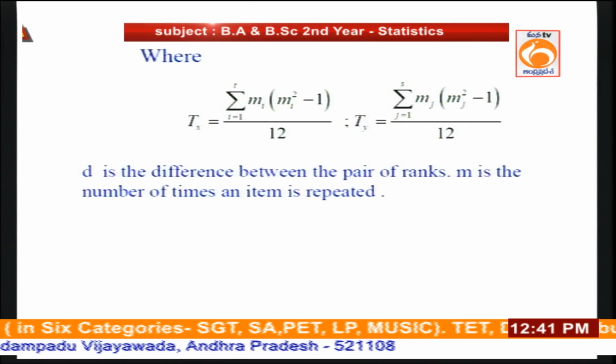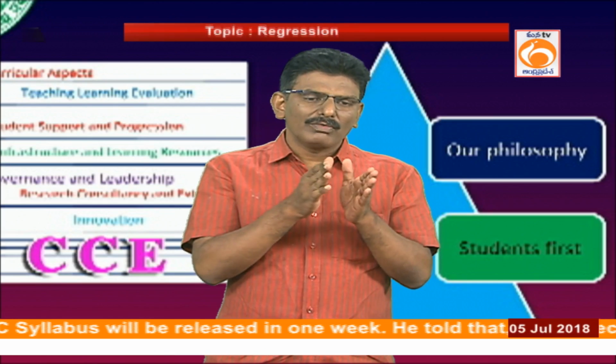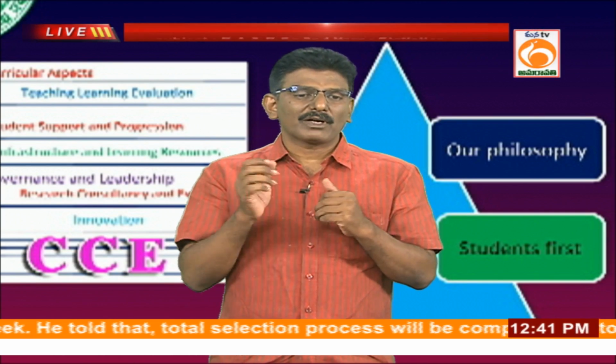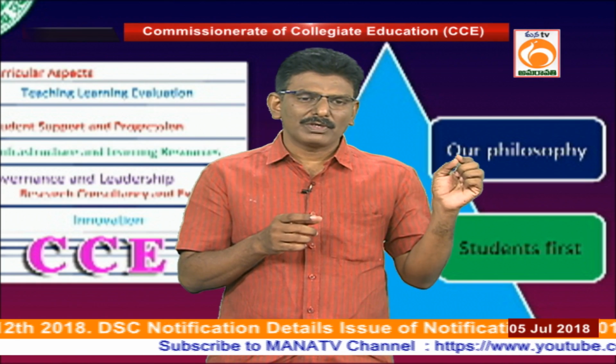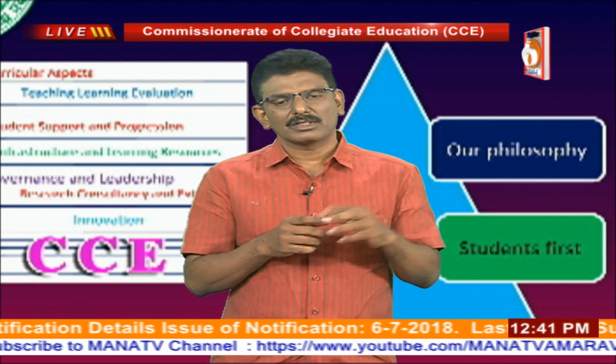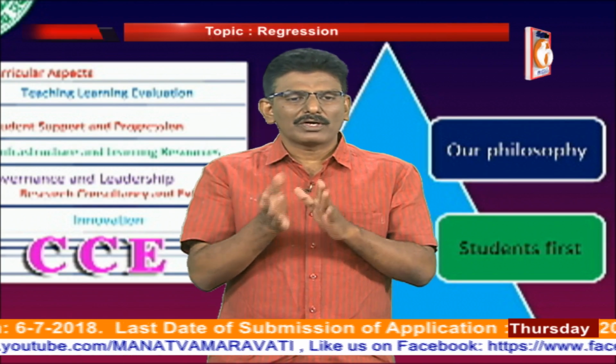Like the Carl Pearson r value, which lies between minus 1 and plus 1, the Spearman's rho value also lies between minus 1 and plus 1. Rho equal to plus 1 means there is perfect positive rank correlation between the two attribute values. Rho equal to minus 1 means there is perfect negative rank correlation. Rho equal to 0 means there is no rank correlation between the two attribute values.